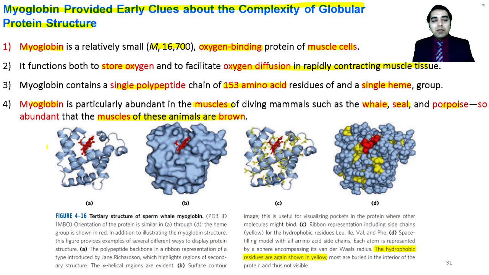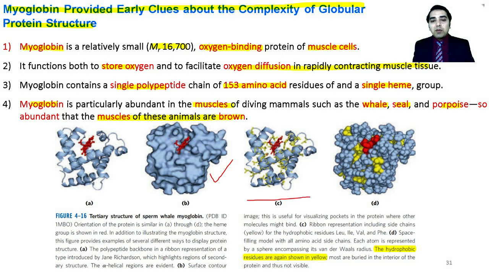This is the ribbon structure of the myoglobin, and we can see these are the alpha helices. This protein actually consists of all alpha helices, and this is one of the heme groups that is shown here. This is the surface contour image of the myoglobin protein with the red heme group shown here.